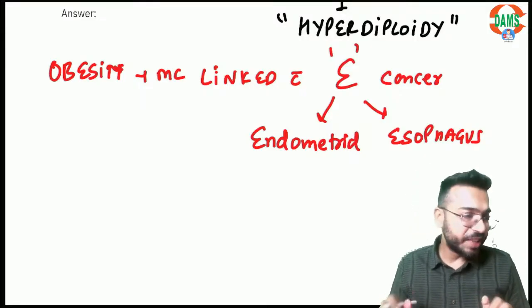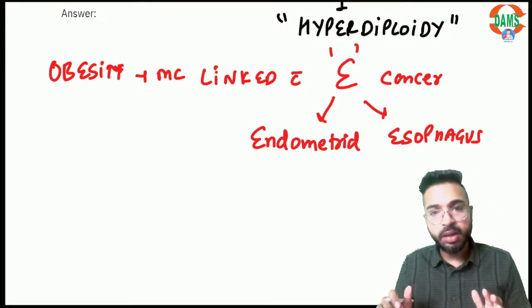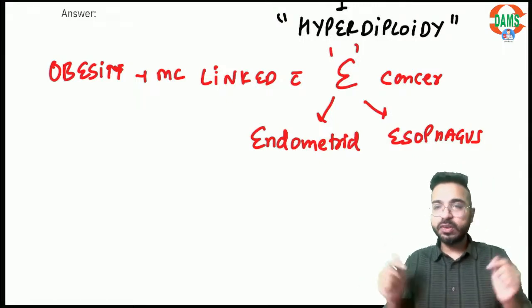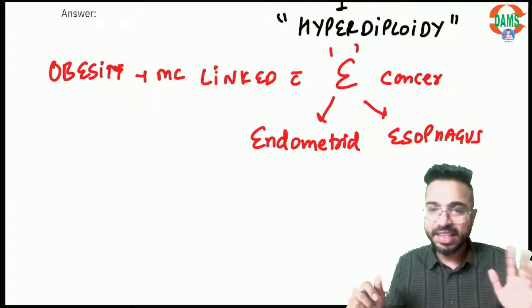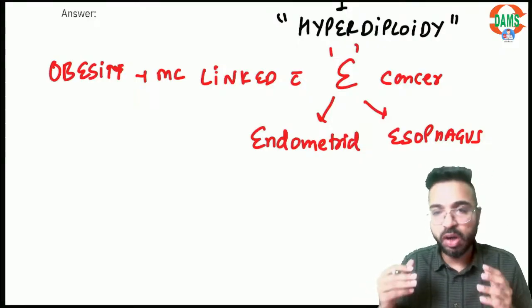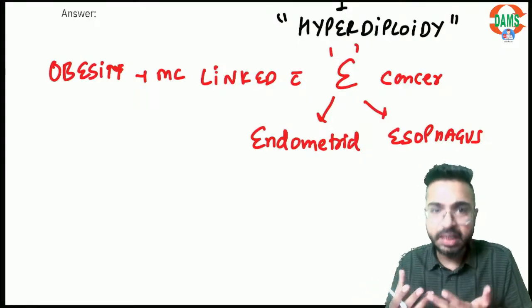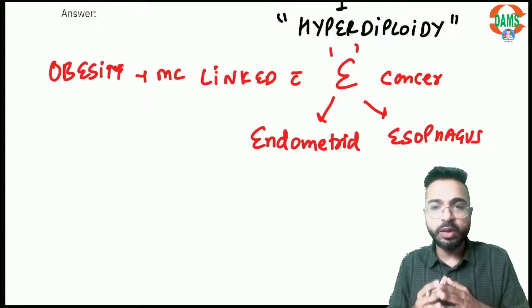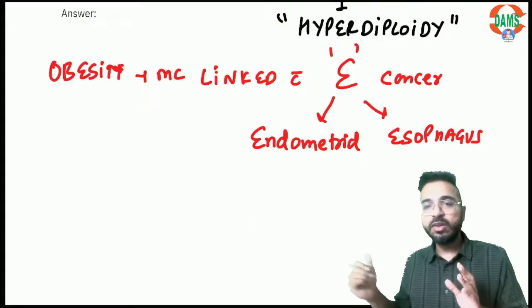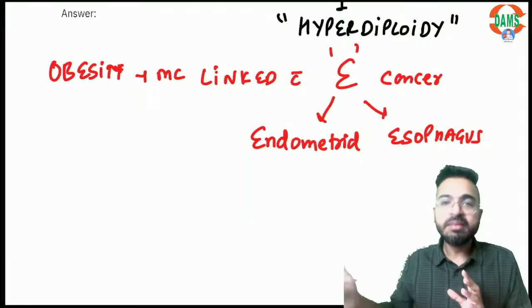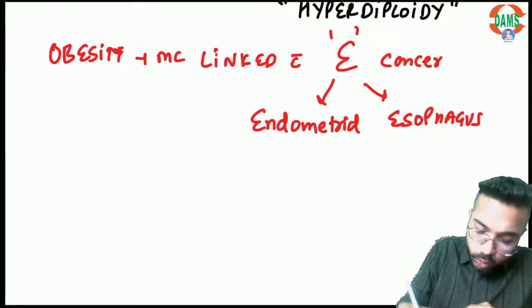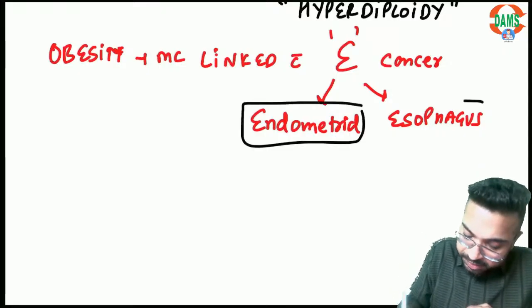The options were confusing. This is why I'm not saying the paper was easy at all. It was a tricky question. It is very easy to sit on YouTube and comment that it was easy and everything was from the notes. It was not really. Yes, questions were PYQs, but the mental balance, the mental equilibrium was required to read the question from A to Z and rule out the abnormal options. So endometrial and esophagus are the two most important cancers linked with obesity.